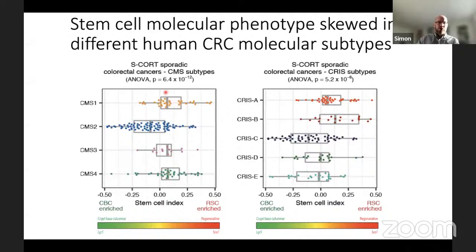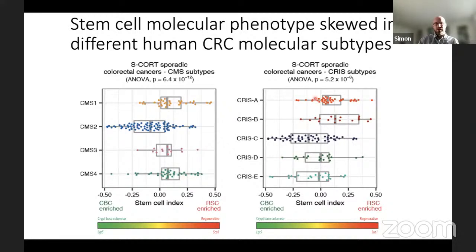And as we can see, when we look across these different subtypes, there is a skewing of subtypes towards different ends of this spectrum. So you can see along here, we'll see a number of these graphs. This is the stem cell index along the x-axis here. Towards the left is CRIT-based columnar-enriched tumors. Towards the right is regenerative stem cell-enriched tumors. Here's the spectrum sort of visually laid out. And these CMS2 ones driven by Wnt signaling are skewed predominantly towards the left-hand side, the CRIT-based columnar LGR5 enriched side, whereas these microsatellite unstable and these stromally enriched tumors are more skewed towards the regenerative stem cell side.